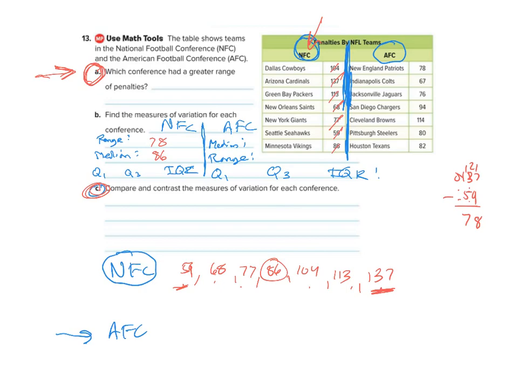All right, let's find the lower quartile. Quartile 1, the middle lower number. Do you see how that's right here? There's our middle lower number. So let's put that in for the NFC. Quartile 1 is 68.